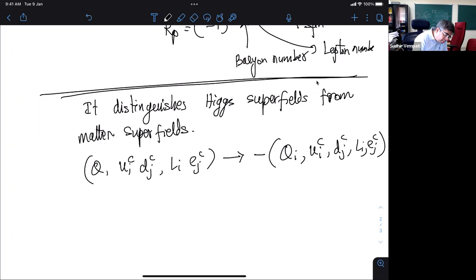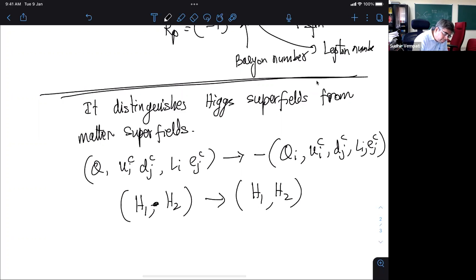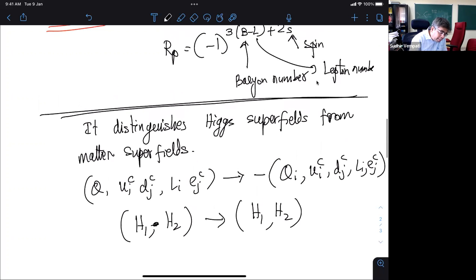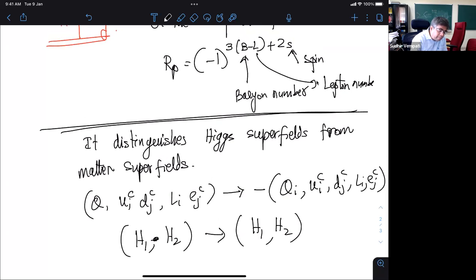Whereas the Higgs fields just go to H1, H2. They don't pick up any minus sign. The reason why they pick up a minus sign is that all of them have a non-zero lepton number or a baryon number. Okay. So all of them pick up a minus sign, whereas the Higgs fields do not have a lepton number or a baryon number.